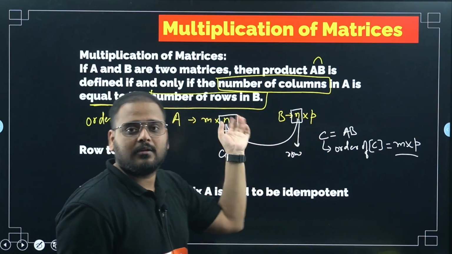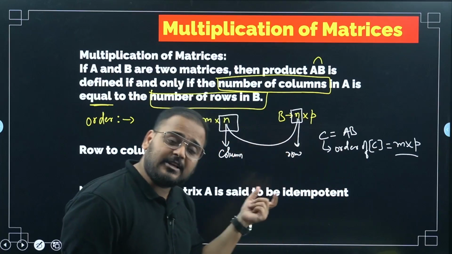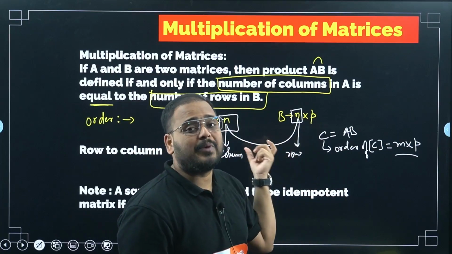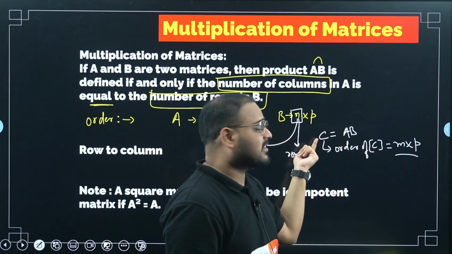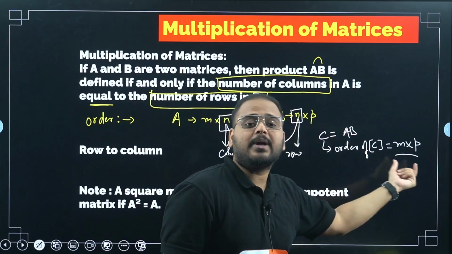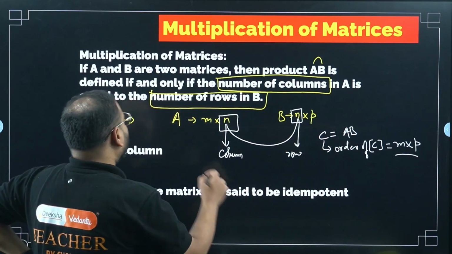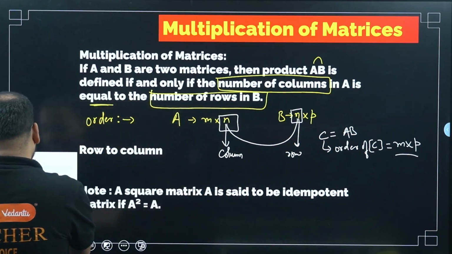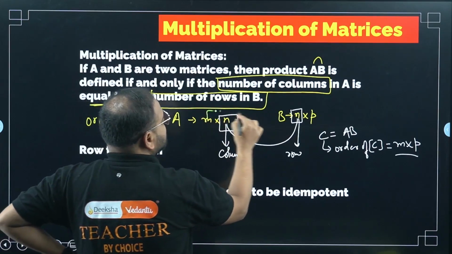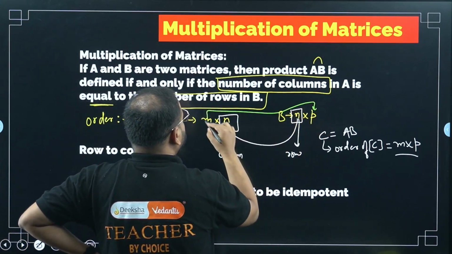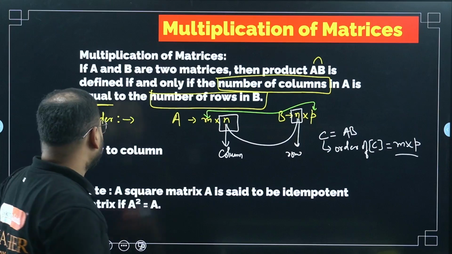If this is not equal, multiplication is not possible, but if it is equal, and you multiply the two matrices A and B, and the resulting matrix is C, then the order of the matrix C would be M cross P. Please check here. I'm talking about these two combinations. M cross P.